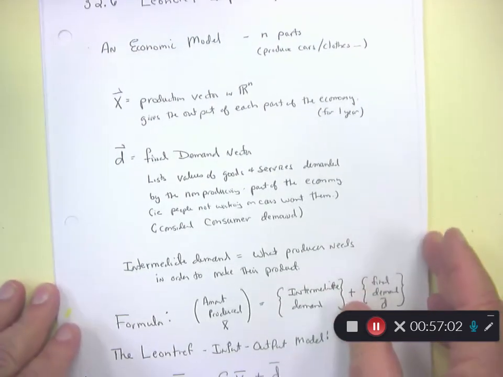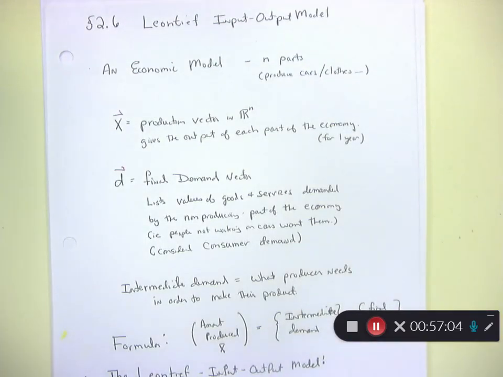Next section is section 2.6, the Leontief input-output model. So let me start you over here with this. This is basically a model of how to actually solve a word problem of a special type. And usually these are economic problems.